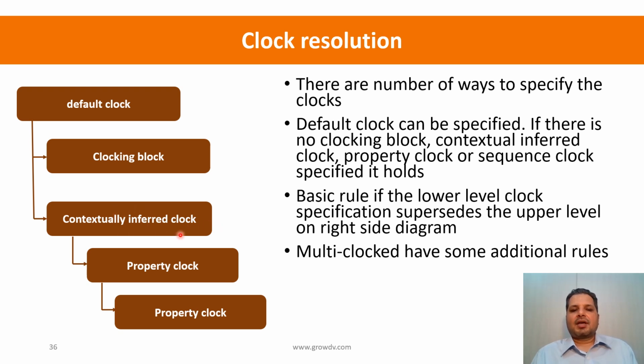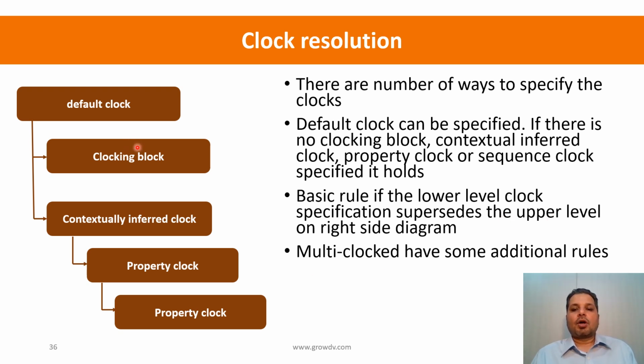Okay, so if that is the case, then that will override the default clock. And then I might have a contextually inferred clock, and I might have the default clock definition as well. But if I have defined a clock within the property, then the property clock will override these two. And then if I have defined a clock within the sequence, then that will override the clock defined at property level, so that will override all three. So I might have a default clock, a contextually inferred clock, a property clock, and if I have a sequence clock, that will override all three of them. So basically the lowest level definition will generally override the upper definition.